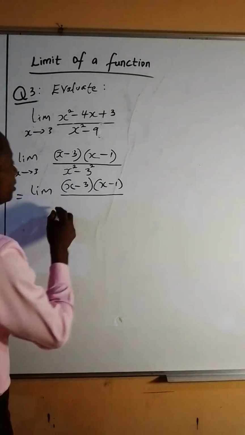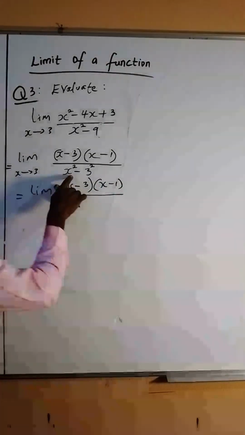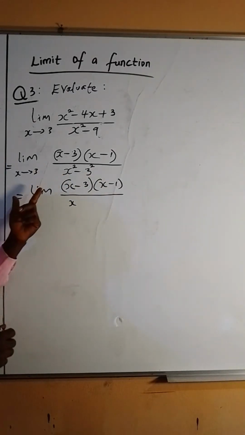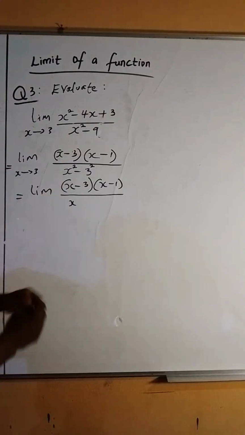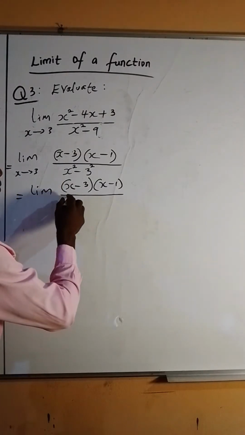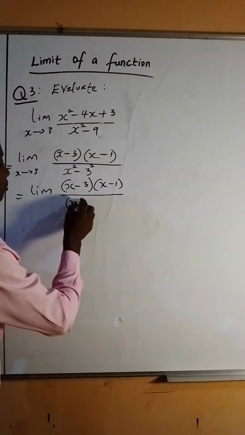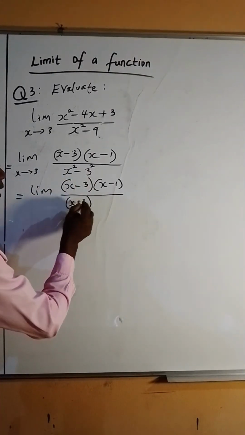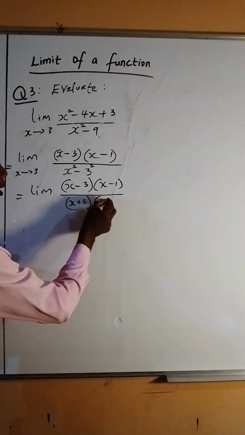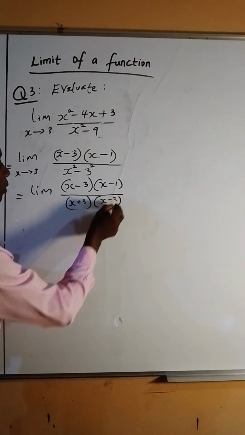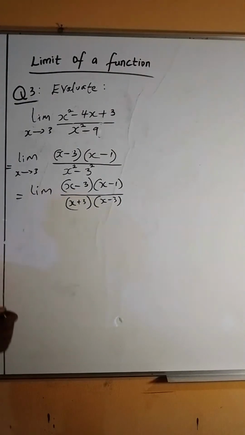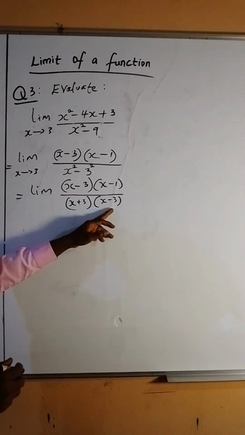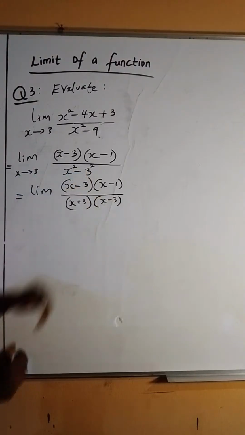then divided by this difference of two squares. Just like in the previous question, when you have a difference of two squares, just open two brackets, put x plus 3 here, then x minus 3 here. This is what we are going to get, x plus 3 and x minus 3, because this is a difference of two squares.